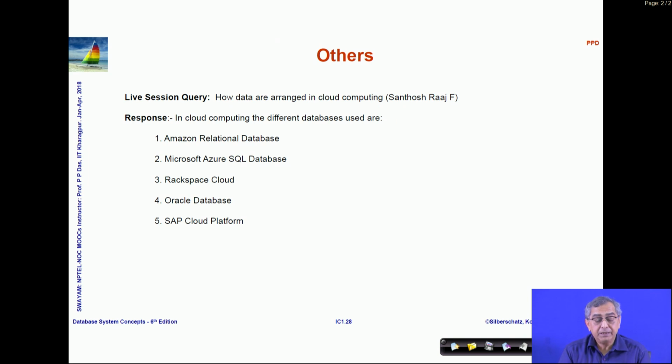How are data arranged in cloud computing? Cloud computing is a significantly different concept. It does of course have a database behind it. The question is from Santosh Raj, and they use a variety of databases. As far as I know, a large number of cloud computing platforms use different forms of relational databases. So some names are given here.